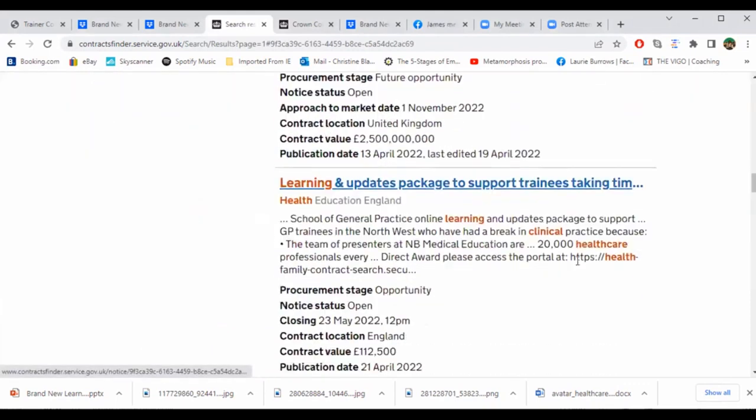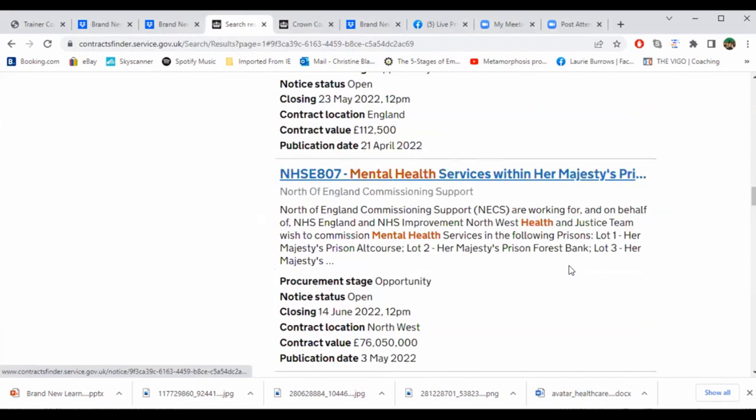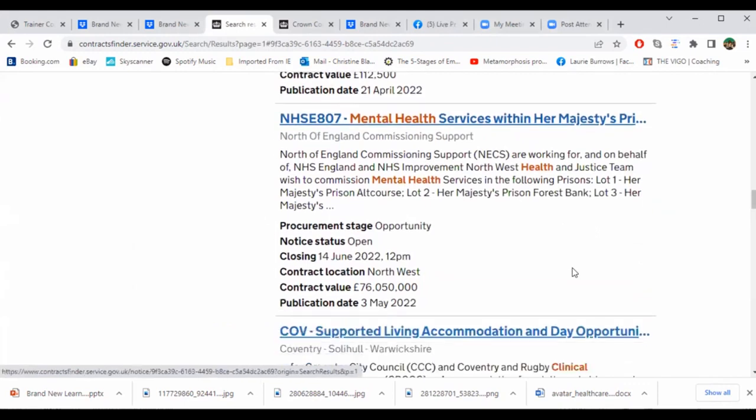and as you can see here, there's plenty. But you need to look, depends whether you are registered with CQC or not. You need to make sure that the contract isn't requiring you to be registered with CQC. If you are not registered, there's no point in you applying if they're saying that you must be a service provider.